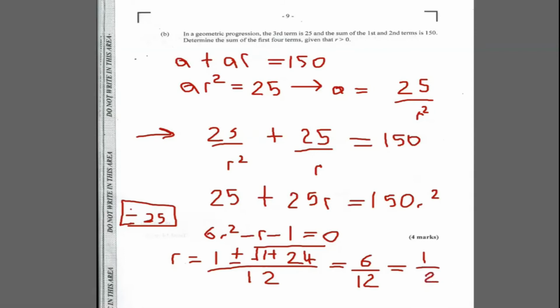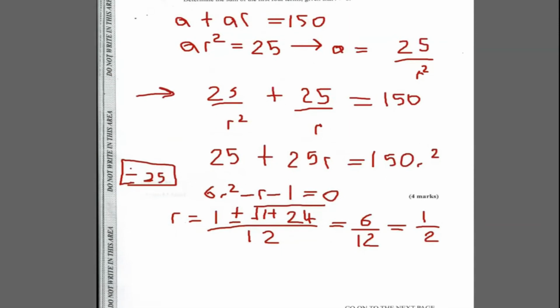Now that we finally get to find R, we can find what A is, because A is 25 over R squared. And so A is going to work out to be 25 over a half squared, and a half squared is a quarter, and 25 over a quarter is, let me put that in the calculator, 25 divided by a quarter, that's 100. Should have clearly seen that, but that's how it goes sometimes. All right, so that's 100.